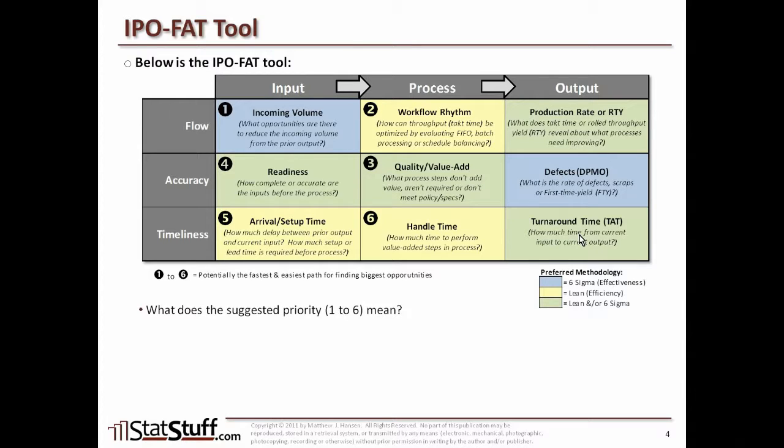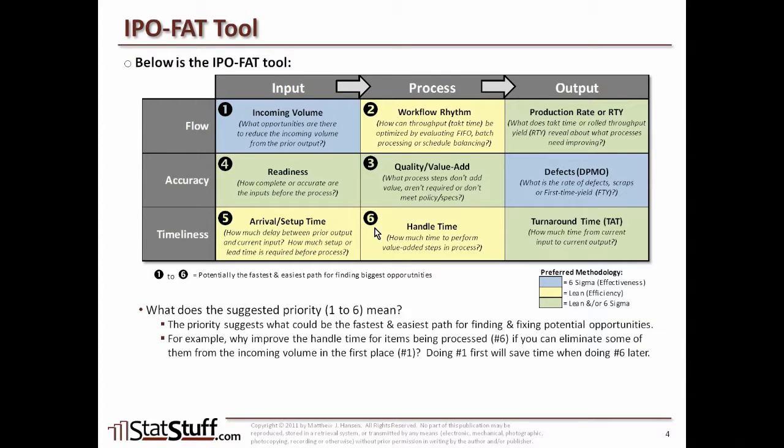Now, what does the suggested priority here mean when we say, why do we have these numbered in this way of 1 through 6? So what does it really mean? Well, basically it's a suggested priority of what could be the fastest and easiest path for finding and fixing the potential opportunities. And if you notice, it kind of snakes around in this order, and there is some intent behind that, and let me explain that. As an example, addressed first here, incoming volume. Well, these are the things, again, where we want to identify what are the things that we should be getting and what are the things that we should not be getting that may have been sent to us in error or should have been passed off to a different group.